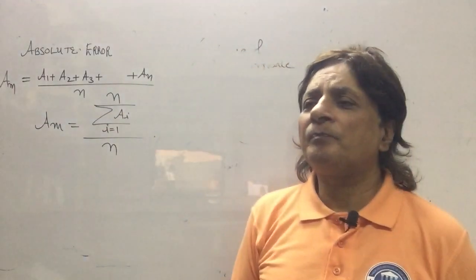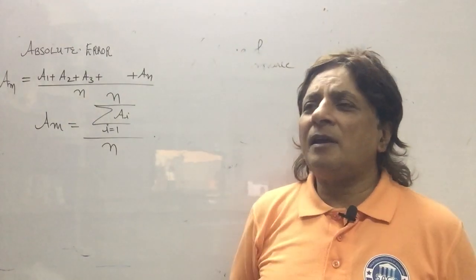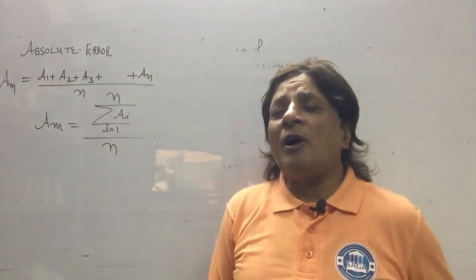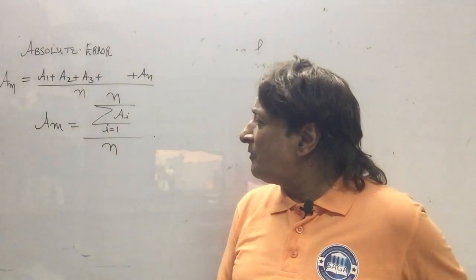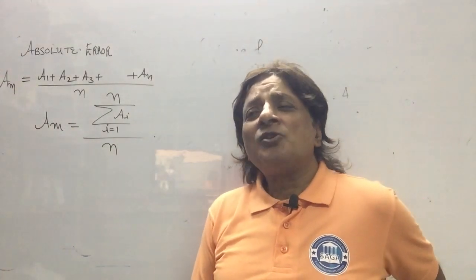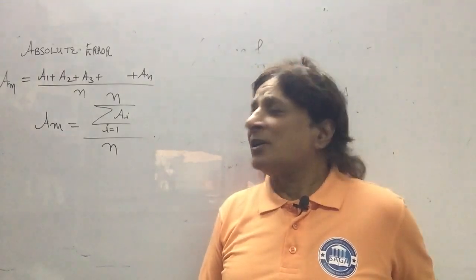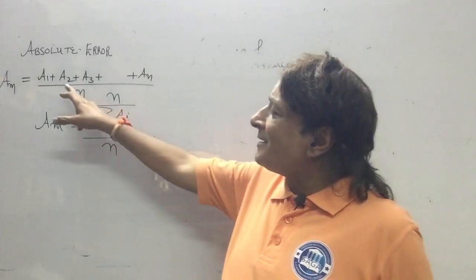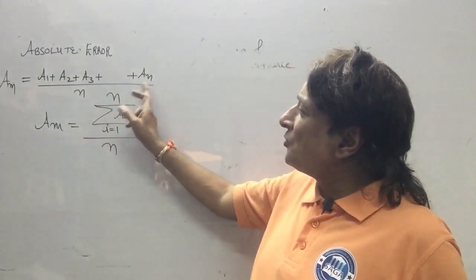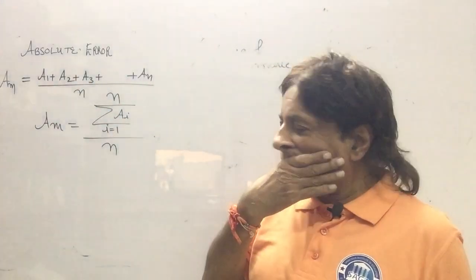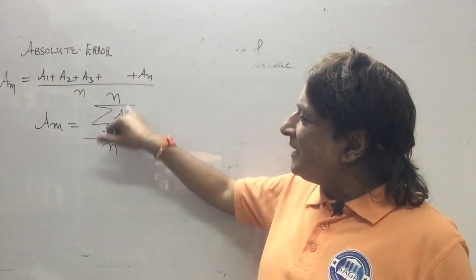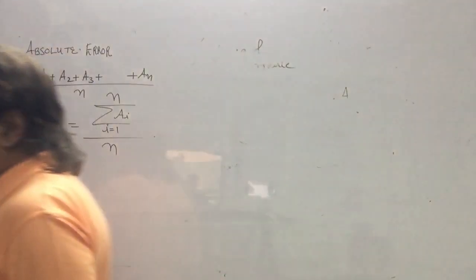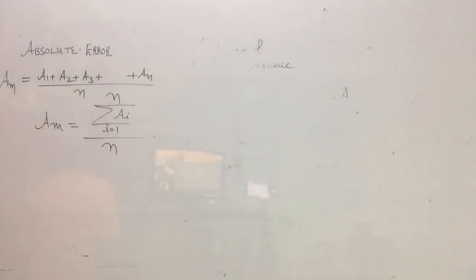Summation i equal to 1 to n divided by n. This is again the same. We can write it like A1, A2, A3 so on to AN by n, and summation i equal to 1 to n by n. So this is what the absolute error.